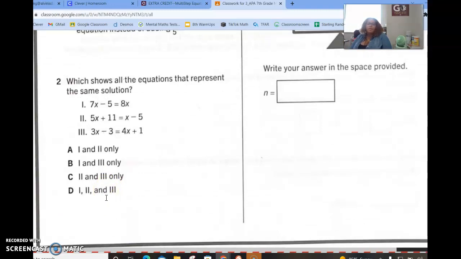All right, number 2, which shows all the equations that represent the same solution. I need to work these out. So Roman numeral 1 says 7x minus 5 equals 8x. Roman numeral 2 says 5x plus 11 equals x minus 5. We got to solve them all, and then I'm going to give myself some room. Roman numeral 3 is 3x minus 3 equals 4x plus 1.